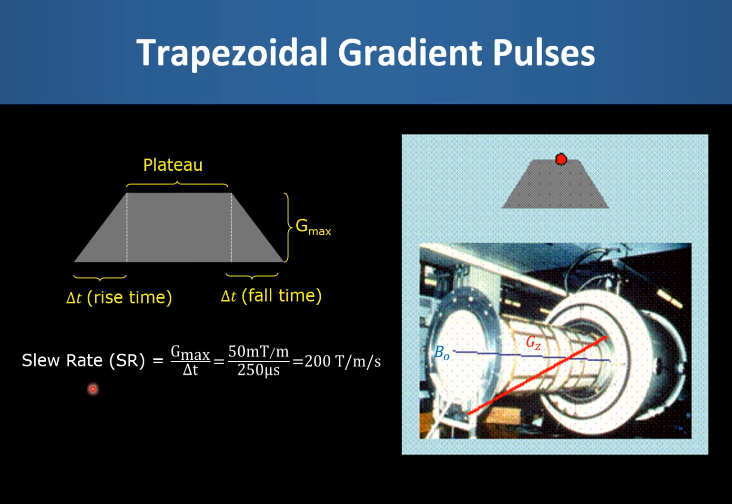One metric used to describe gradient performance is the slew rate, which is the maximum possible gradient amplitude, Gmax, divided by the minimum time it takes to reach that amplitude. For example, if the maximum gradient amplitude is 50 millitesla per meter, and it takes 250 microseconds to reach that amplitude, then the gradient will be said to have a slew rate of 200 Tesla per meter per second.